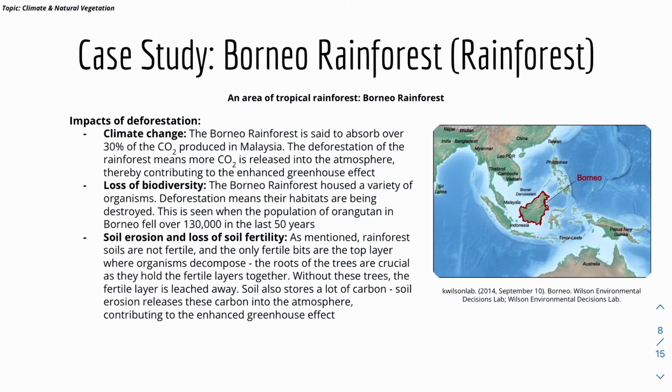There's also a loss of biodiversity, as the rainforests house a variety of organisms, which means that if deforestation were to happen, these organisms or animals wouldn't have a house, so their habitats are being destroyed. This is seen where the population of orangutans in Borneo fell by over 130,000 in the last 50 years. And last point, as I mentioned just now, deforestation will affect soil fertility and soil erosion, and basically it will cause leaching, as I mentioned.